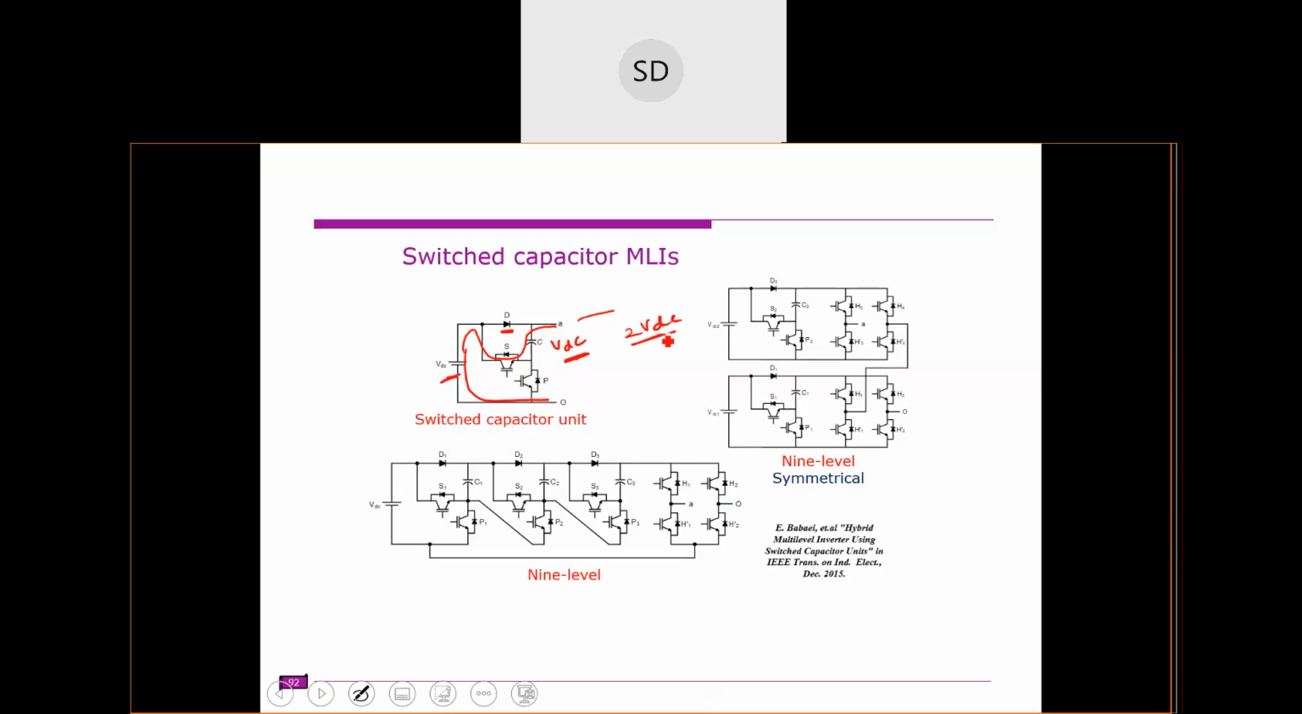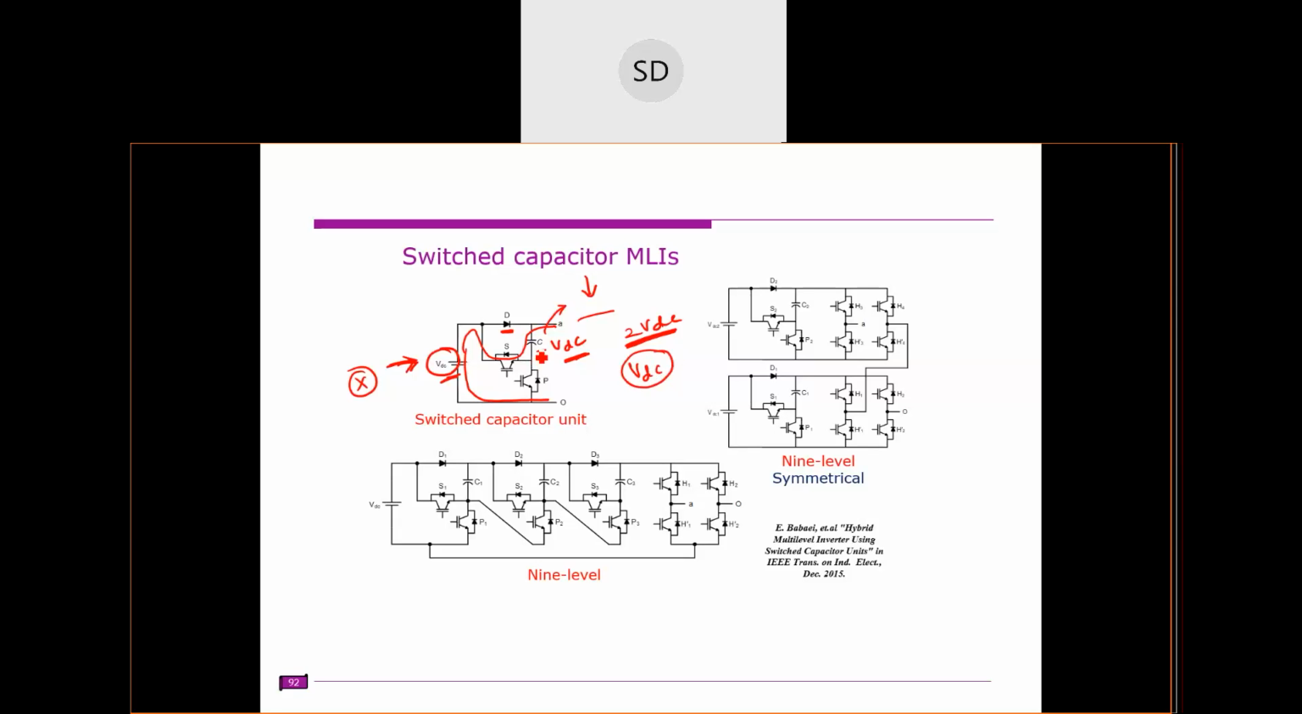So when you are getting 2 VDC voltage, what's happening is both the DC source and this capacitor are in series, right? So both are delivering power. Obviously this is a stiff source; we assume that this is a stiff source. Therefore its voltage will not reduce. But this capacitor is not a stiff source, so its voltage will be slightly reduced, depending on the amount of charge that is taken.